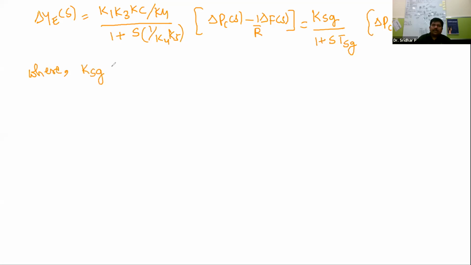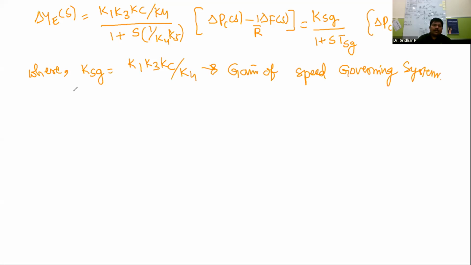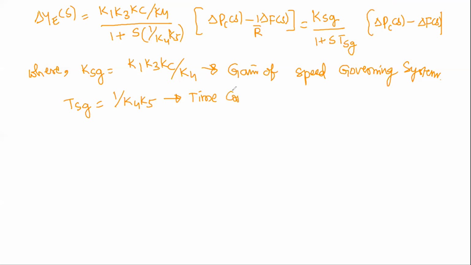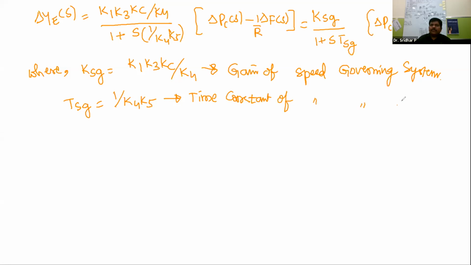So here Ksg is equal to whatever that expression is, K1, K3, Kc by K4. This is called the gain of the speed governing system. So next one is TSG. Now TSG is there in 1 plus S TSG. So this is 1 by K4 K5. This is nothing but the time constant of the speed governing system.